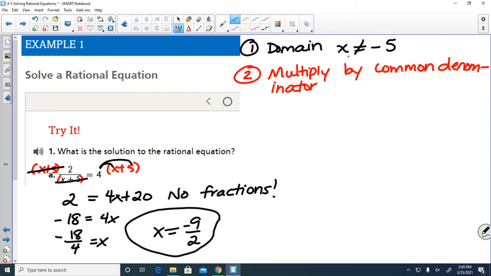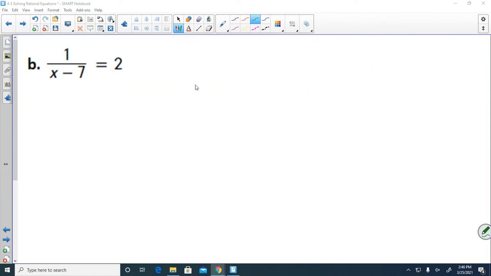Yes, it is, because x can be anything except negative 5. So this is a good solution. It's not extraneous. So on the second one, I can work it out very similarly.